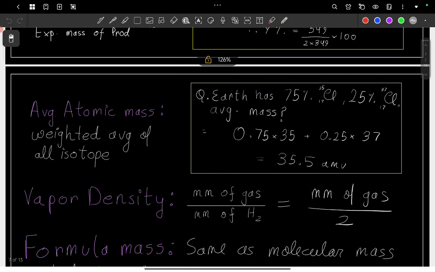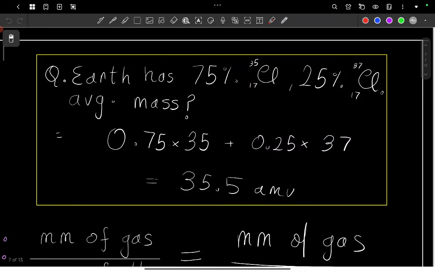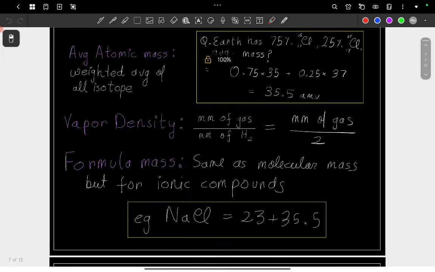What is weighted average? Basically summation of the decimal out of 1. For example, if Earth has 75% chlorine of one isotope, then the decimal is 0.75, and 25% of 37 mass number chlorine. So what is the average mass? We just multiply the abundance into the atomic mass and we just sum them, that's all. 0.75 into the mass number of this one plus 0.25 into mass number of this one, that's it, and we get 35.5.